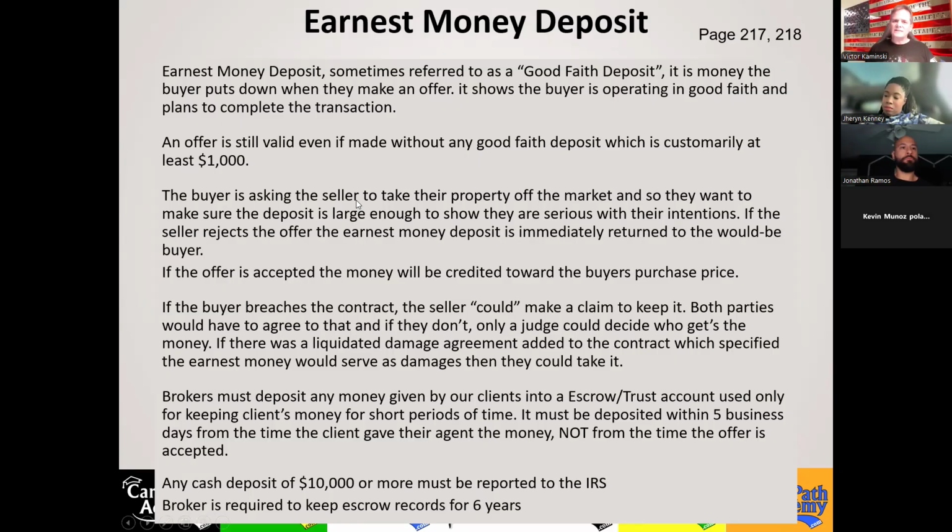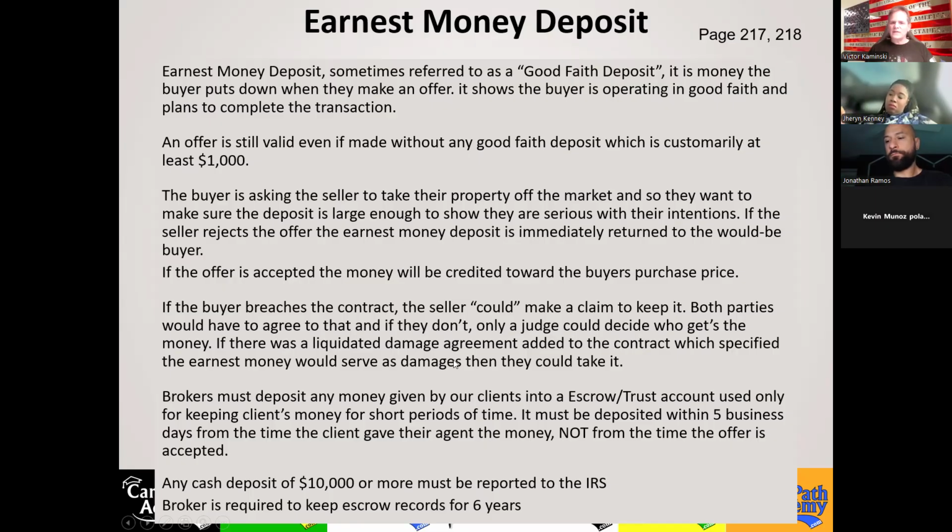So the buyer is asking the seller to take their property off the market. So they want to make sure the deposit's large enough to show they're serious with their intentions. And if the seller rejects the offer, the earnest money deposit is immediately returned to that would-be buyer. If the offer is accepted, the money will be credited towards the buyer's purchase price. And if the buyer breaches the contract, the seller could make a claim to keep it. Both parties would have to agree to that. And if they don't, only a judge could decide who gets the money.